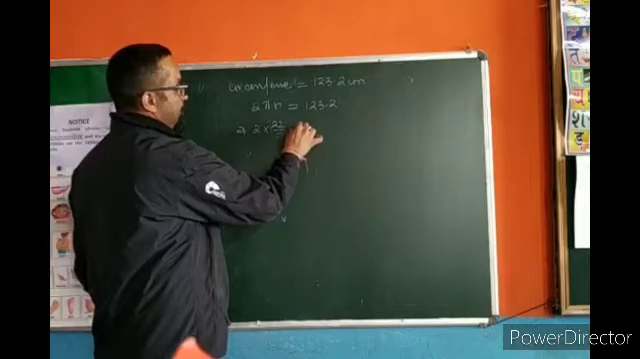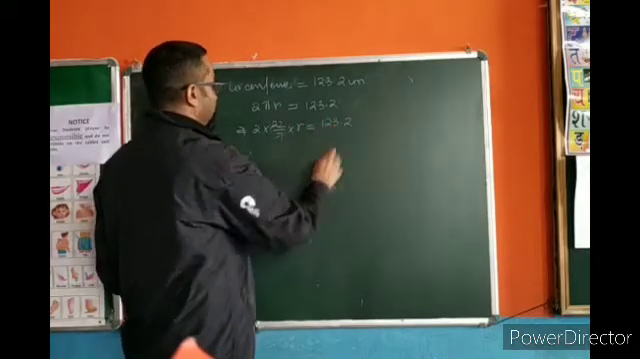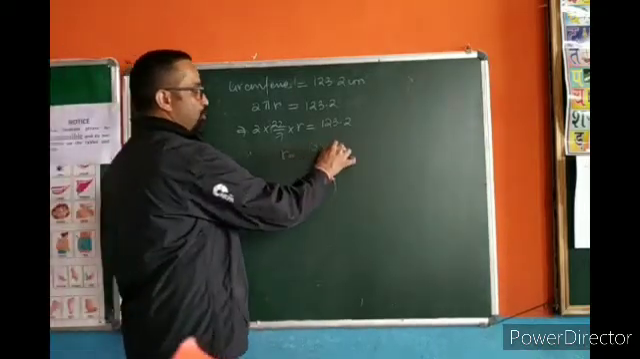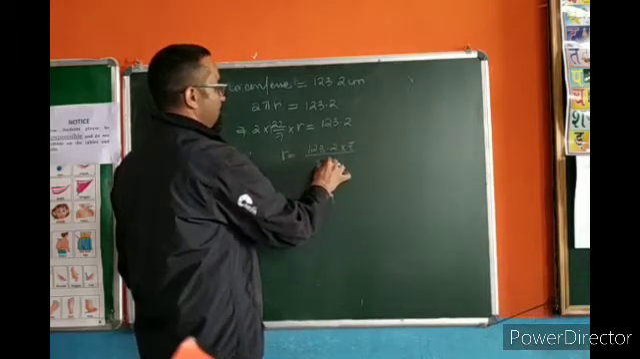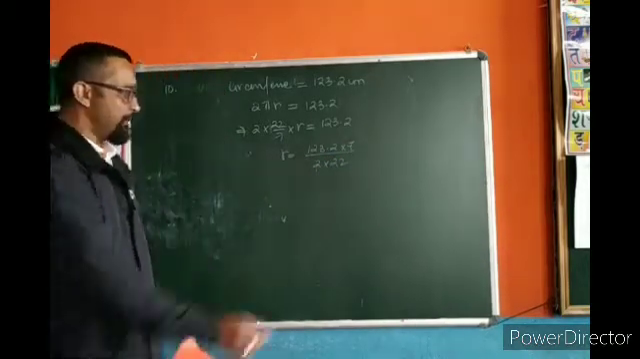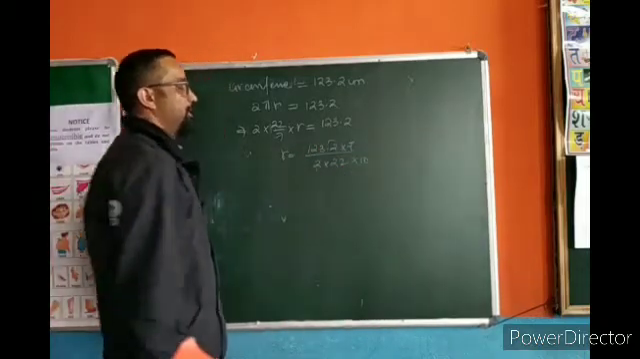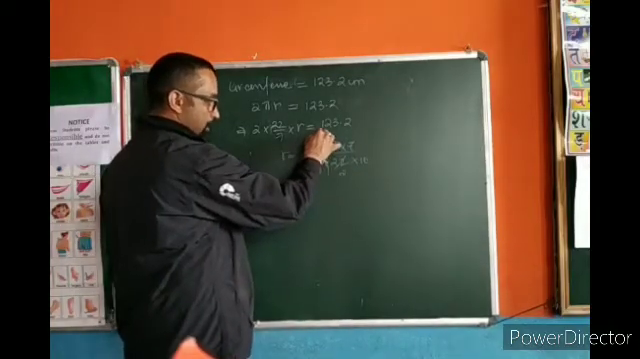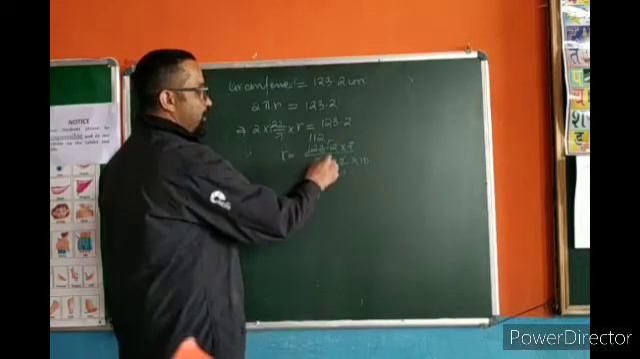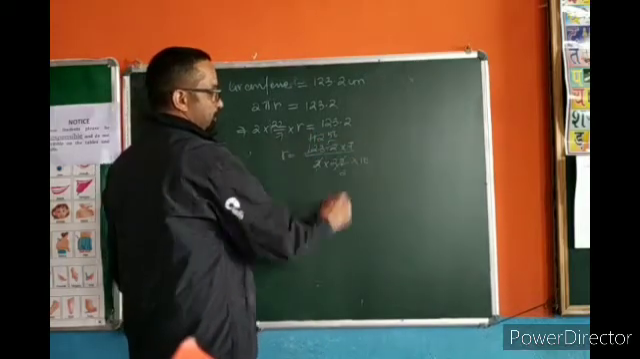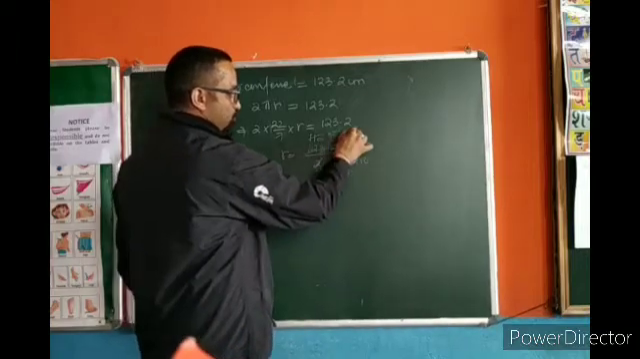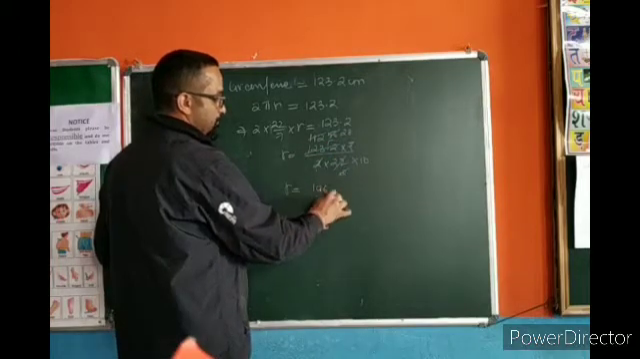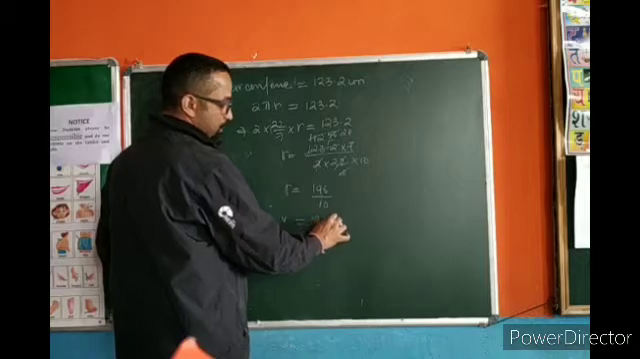22 by 7. The radius you have to find. Cross multiply, make radius the subject of formula. 123.2 into 7 divided by 2 into 22. Remove the decimal and then cancel it. It is divisible by 11. 11 2 times 22, 11 1, 11 1, 11 2. Again divisible by 2, 56. Divisible by 2, 28. Don't cancel it. 28 into 7 is 196 by 10, which is equal to 19.6 centimeter.